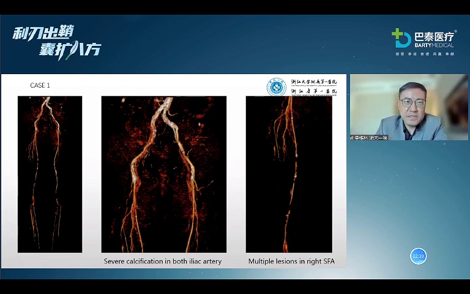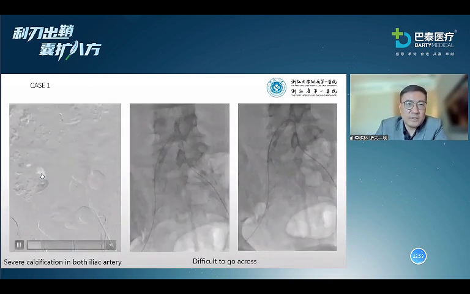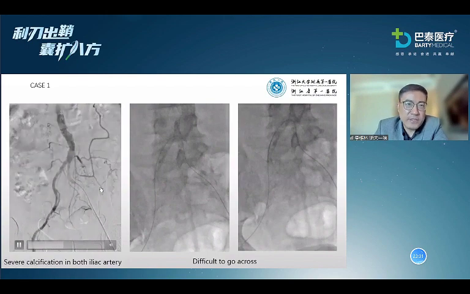And this is the case I remember the most. You can see there's very severe calcification in both the iliac artery and the aorta. I needed to do a crossover to reach the right lower extremity. You can see there's cascading occlusion and a very poor crossing condition. So I used the contralateral side and did a crossover. However, I encountered some difficulties.